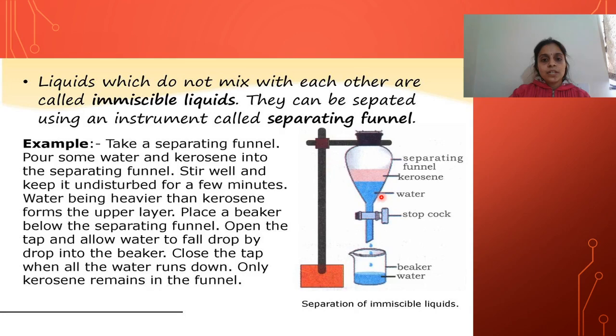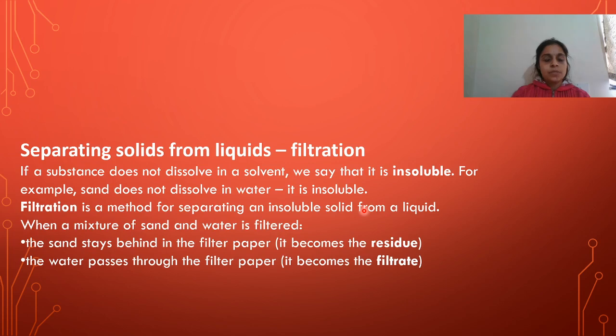So pour some water and kerosene into a separating funnel, stir well and leave it undisturbed for a few minutes. Water being heavier than kerosene, kerosene will form the upper layer and water will be the lower layer. Place a beaker below the separating funnel, open the tap, the stopcock, and allow water to fall drop by drop into the beaker. Close the tap exactly when all the water runs down. You can see kerosene remains in the funnel. So this is how you separate two immiscible liquids.